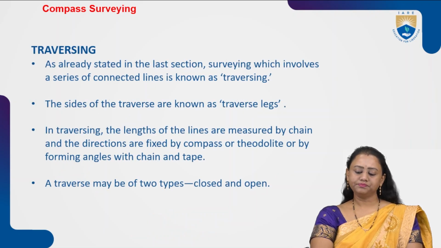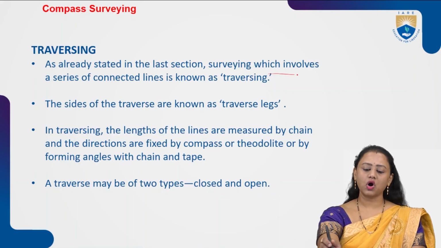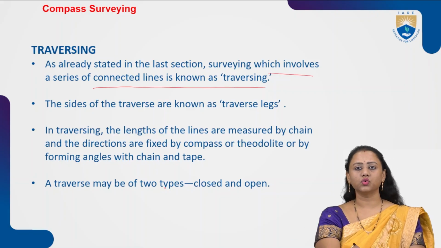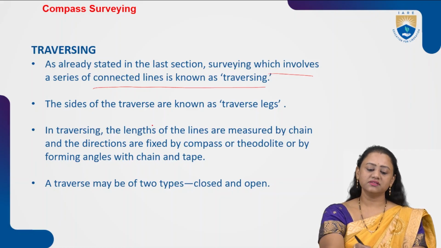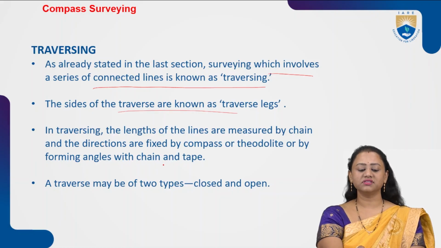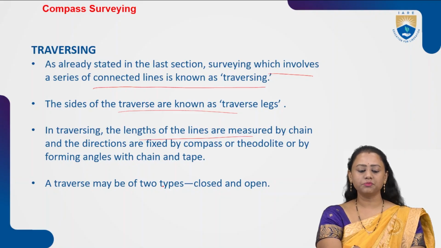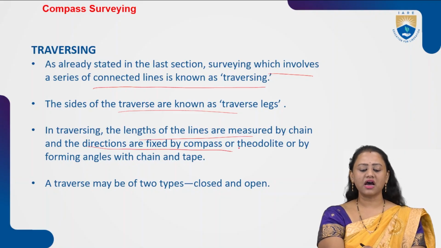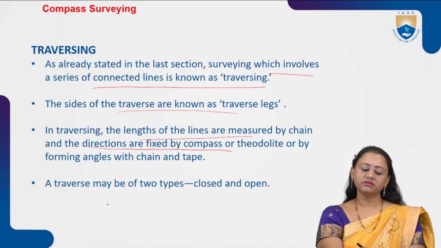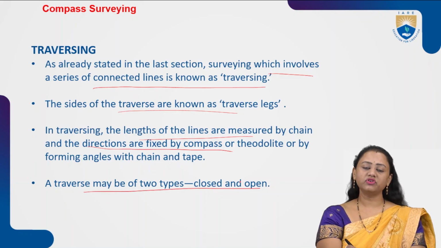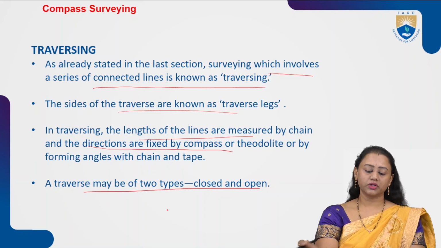So traversing, as already stated in the last section. Surveying which involves a series of connected lines is known as a traverse. The sides of a traverse are known as traverse legs, and in traversing, the lengths of the lines are measured by chain and the directions are fixed by compass or a theodolite. A traverse may be of two types, open and closed.